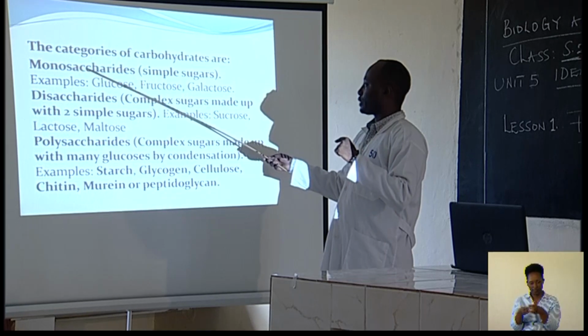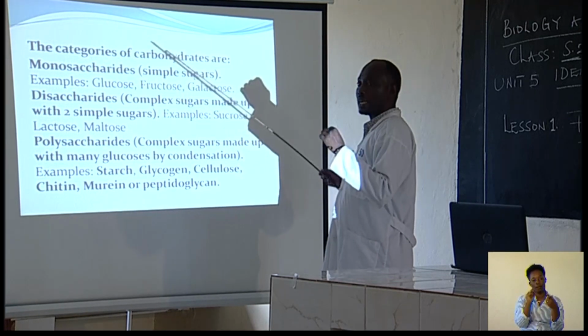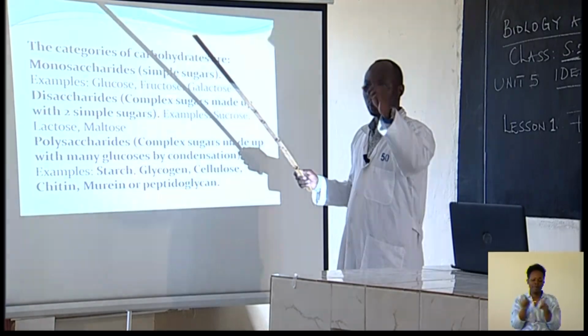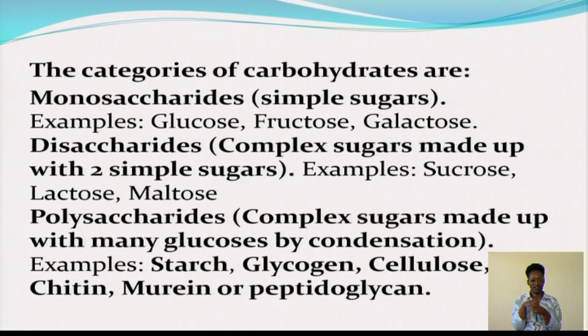We have monosaccharides. Monosaccharides are simple sugars. Disaccharides are complex sugars, and they are made up of 2 molecules of simple sugars.